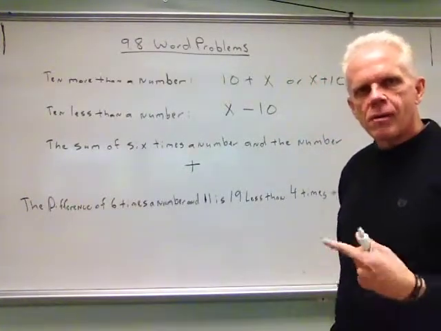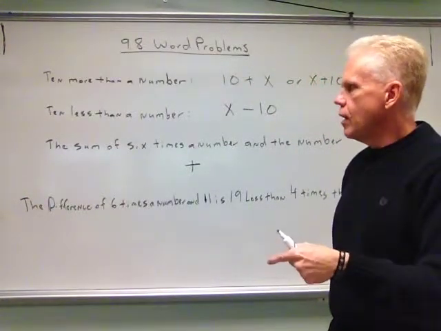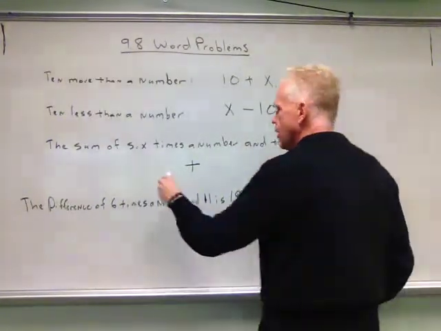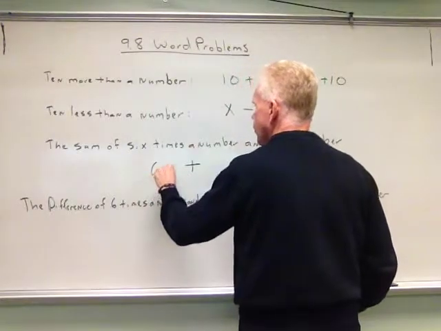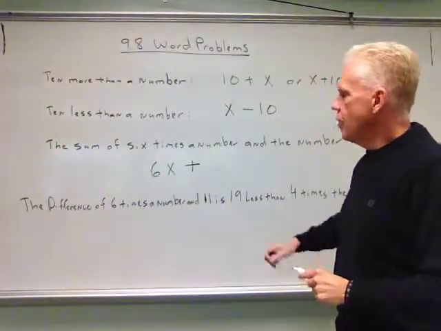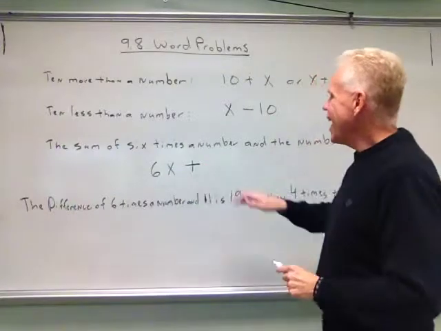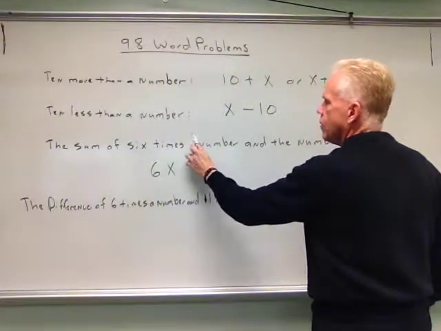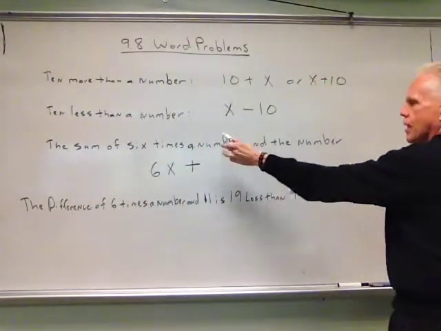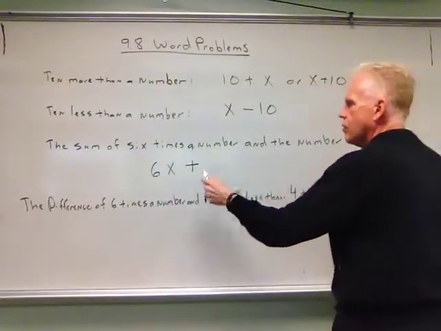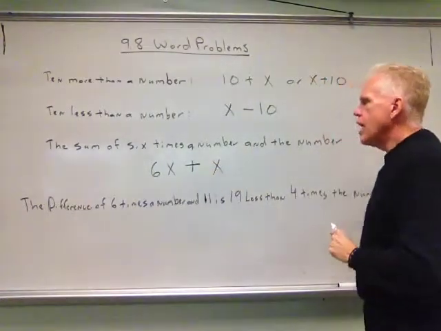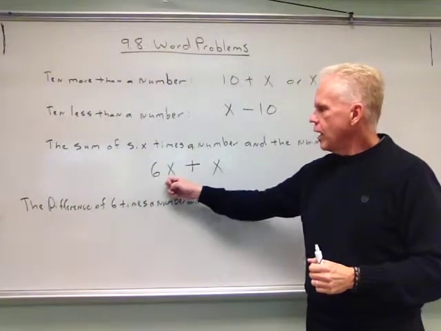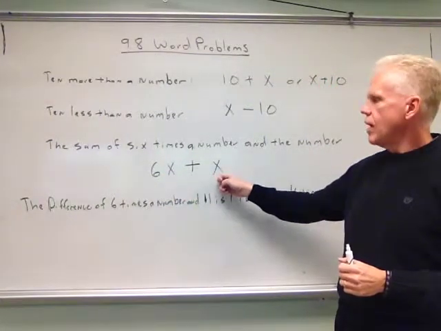When I'm talking about a sum, I'm adding some things up. The sum of what? The sum of 6 times a number. So I'm adding 6 times a number. Let's just call that 6x. So the sum of 6x and the number. So the number is x. So the sum of 6 times a number and the number: 6x plus x.